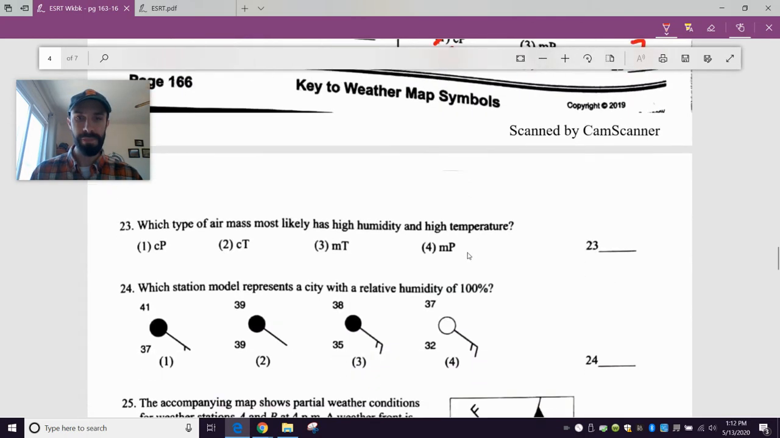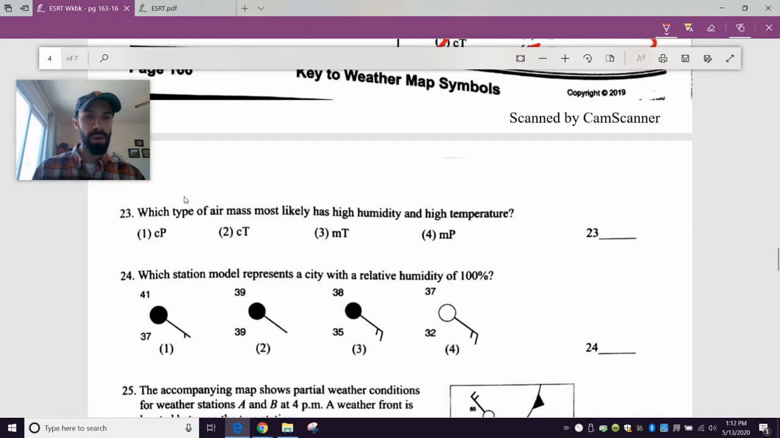All right, 23. Which type of air mass most likely has high humidity and high temperature? Well, first off, high temperature is pretty simple. It's got to be tropical, so get rid of the polar choices. Now, high humidity would be from a water source, right? Lots of water evaporating, going into the air. That's going to make it high humidity. So which one is from water? Well, that would be the maritime one, so that would be number 3.